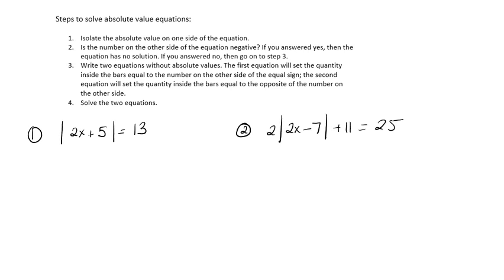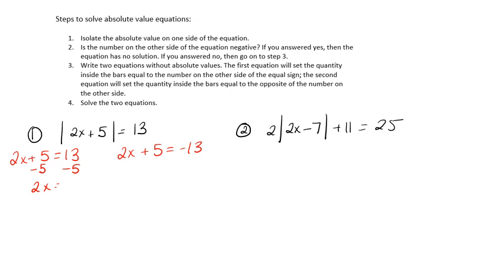So it equals a positive, so I know there's going to be two solutions. So 2x plus 5, that expression can equal 13, or that expression could equal negative 13, and the absolute value of it would still equal positive 13. So this can be positive or negative and still work in the equation. I would still get a true solution. So I wrote the two equations without absolute values. The first equation equals the positive, the second equation equals the negative, and I'm going to solve. I'm going to subtract 5.